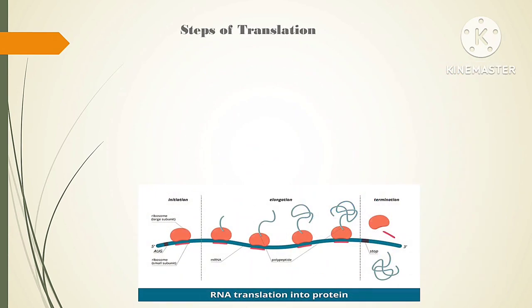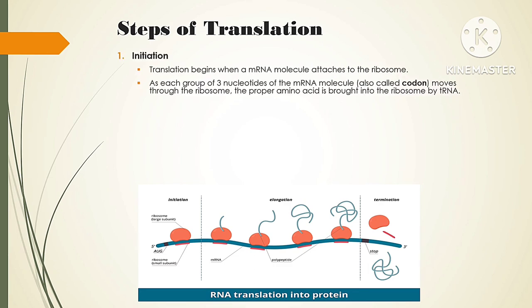Steps of translation. 1. Initiation. Translation begins when an mRNA molecule attaches to the ribosome. As each group of three nucleotides of the mRNA molecule, also called a codon, moves through the ribosome, the proper amino acid is brought into the ribosome by tRNA.